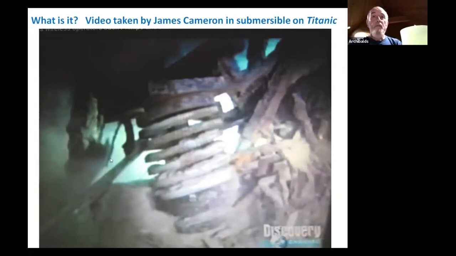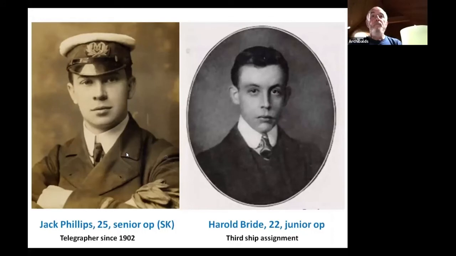Here are the operators. Jack Phillips was the senior. He was only 25, and people sometimes portray him as being young and inexperienced, but he started working for the government post office in England as a telegrapher on the railway when he was 15. So he's been sending CW for 10 years.